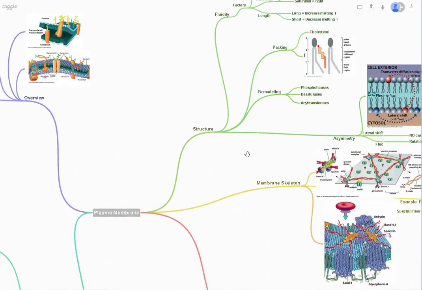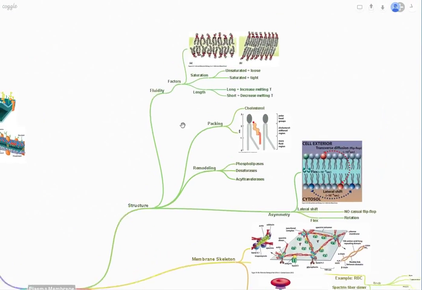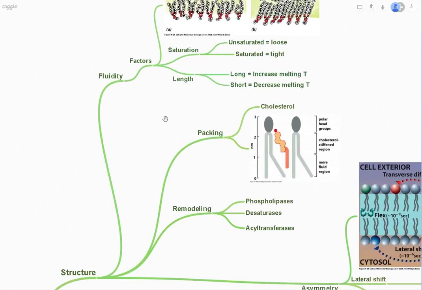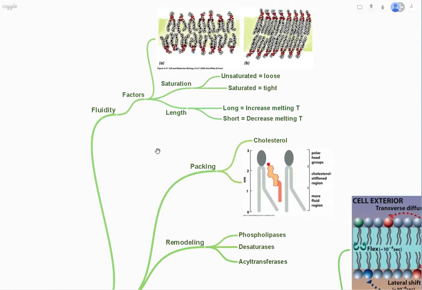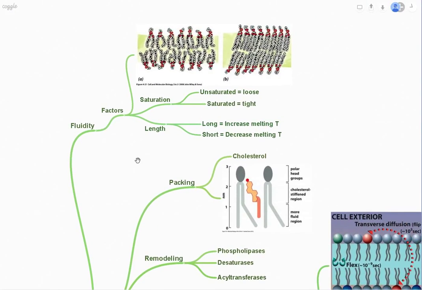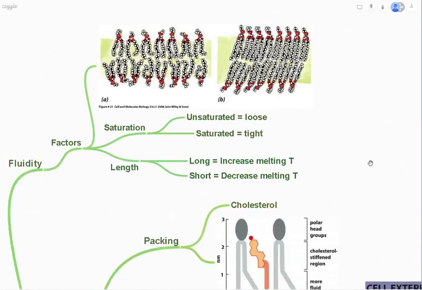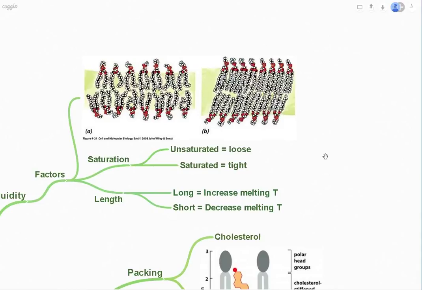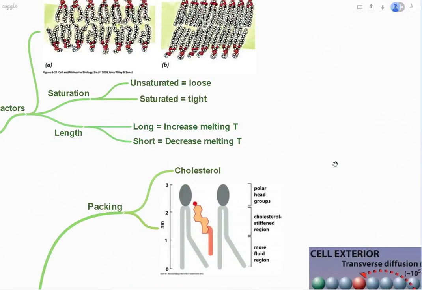We move over to structure. Fluid mosaic model. Think of that. Fluid mosaic model. Memorize it. Whatever. Two factors that affect the fluidity of this fluid mosaic are saturation and length. So saturated and long tails. Think of bacon. Solid at room temperature. That's not really helpful for the cell. So most fatty acid tails are mostly unsaturated and relatively short, but there's a balance.